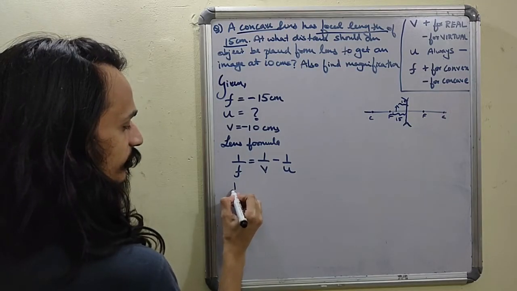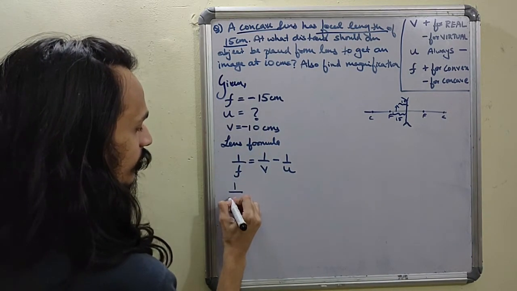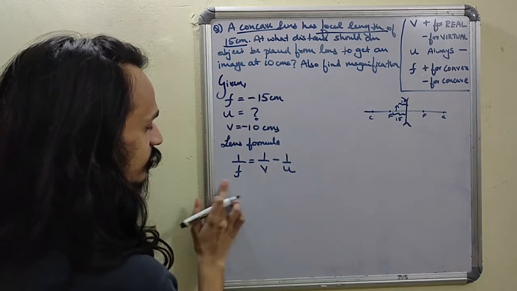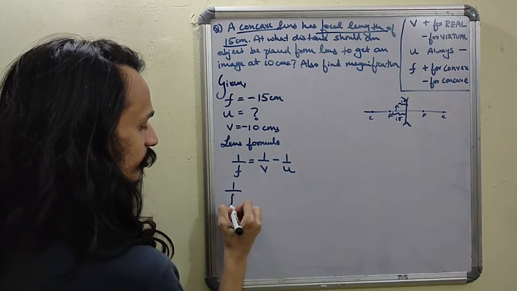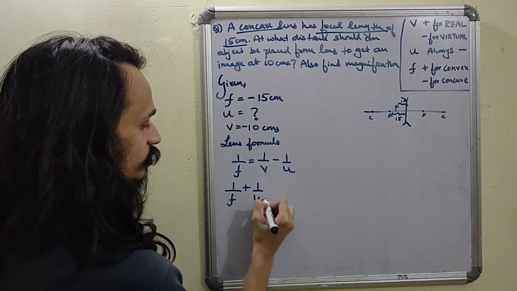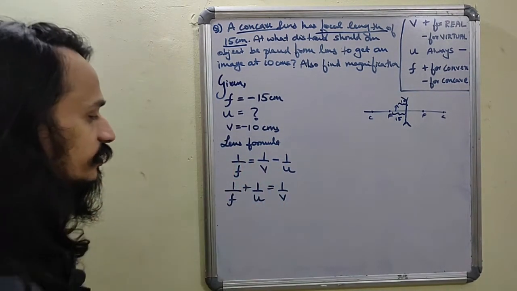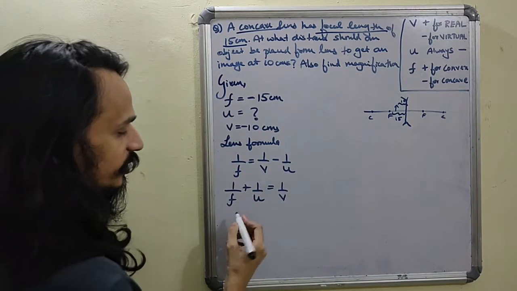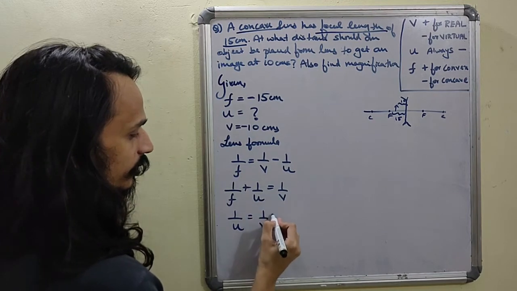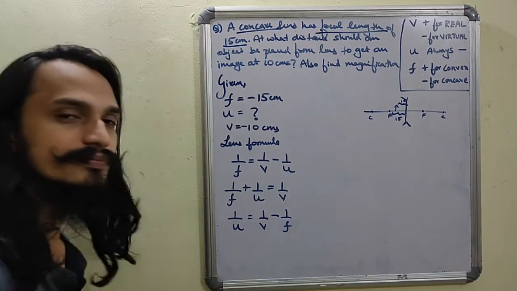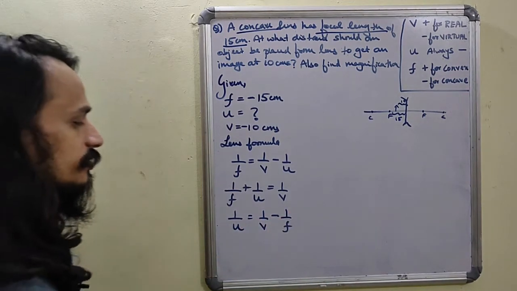Now, if I place the values, or let me do one thing. First, I rearrange because I need to find u. So I'll bring u to this side: 1 by f plus 1 by u equals 1 by v. Right? I moved it from right to left side. Now I will take the f to that side, meaning 1 by u equals 1 by v minus 1 by f. It's always easier to first rearrange, then substitute the numbers.